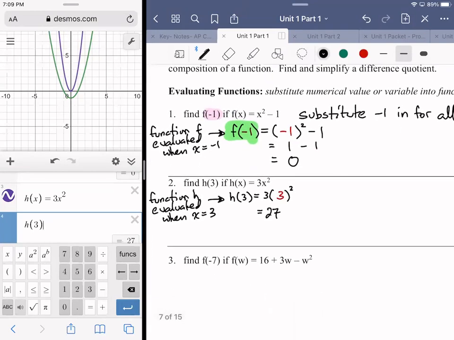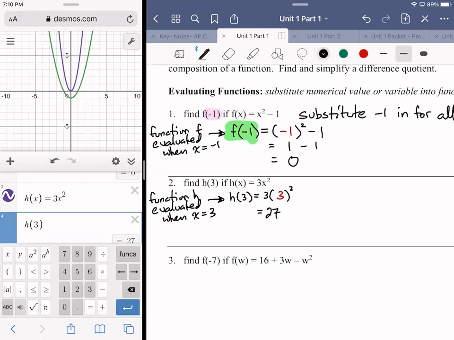All right. So the next one says f of -7 if f of w is equal to 16 plus 3w minus w squared. And you're like, oh, what's the deal with this w business? We will be using different variables to represent different things. We just did it in the last problem. C represented cost, and it took on the role of x in the problem. So here we have w instead of x. So maybe w represents weight or water pressure or something that starts with the letter w.